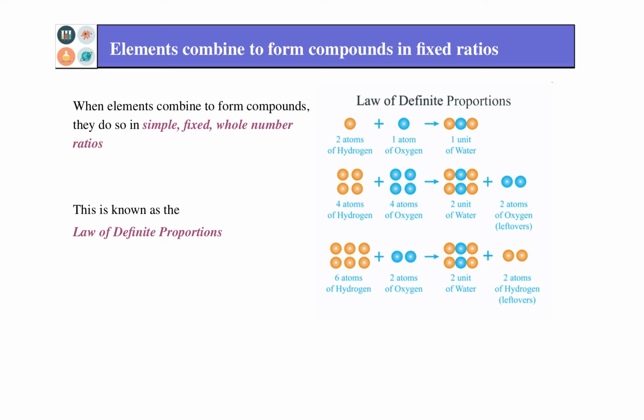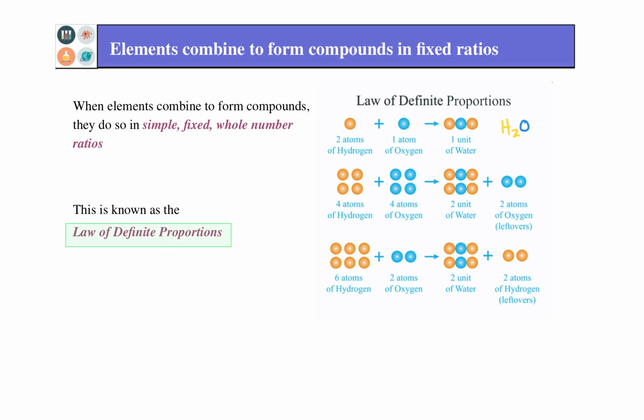Dalton said that when elements combine to form compounds, they did so in simple, fixed, whole number ratios. This concept is known as the law of definite proportions. So when hydrogen and oxygen combine to form water, they always do so in a 2 atoms of hydrogen to 1 atom of oxygen ratio, and that is a fixed or defined proportion. This ratio holds true every time the elements combine, regardless of how much you start with.